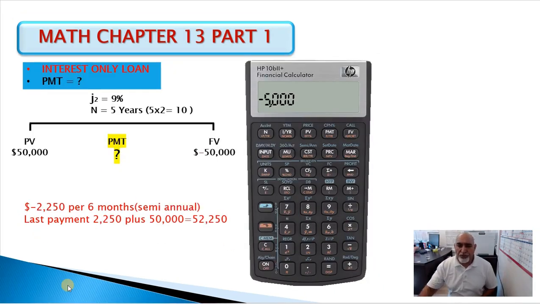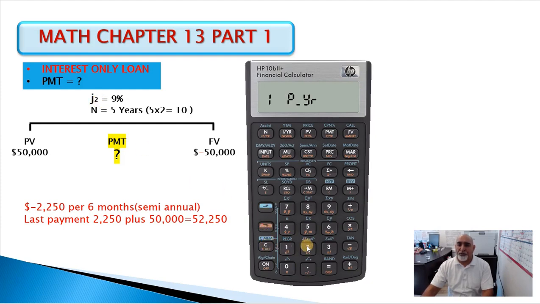Okay, let's do another question. And this time again, it's an interest-only loan, and we are looking for the payment. The interest rate that's given to us is J2. J means interest rate per year. The little 2 means 2 compounding periods per year. That means payment will be every 6 months. There will be 2 payments per year. So let's figure that out.